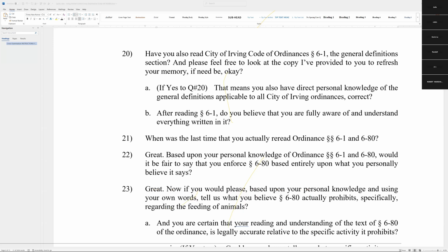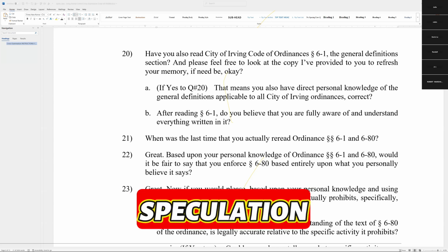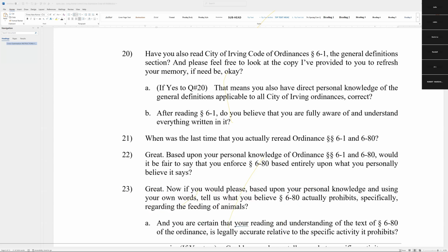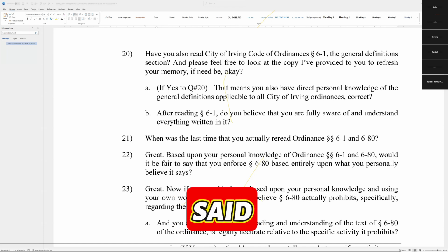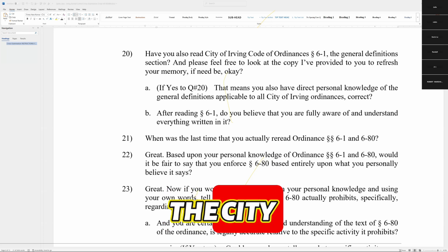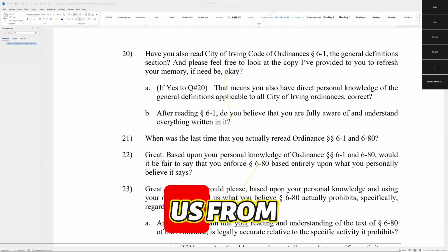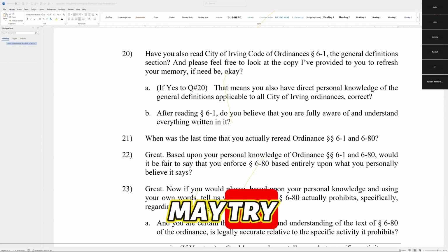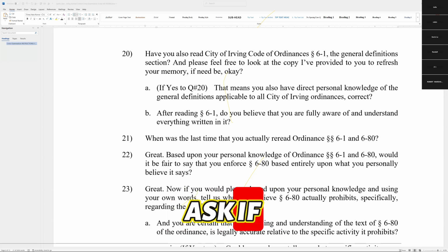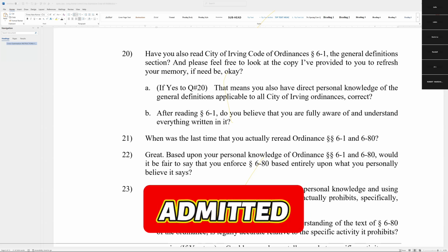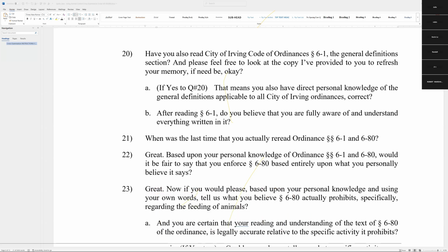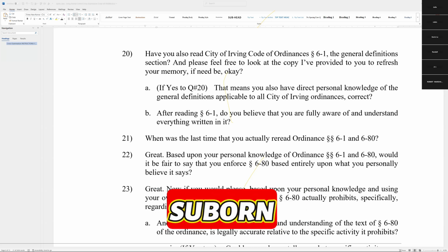Argumentative, speculation. Well, we know it's not speculation because they admitted to already knowing it. We know it's not argumentative because we didn't ask them anything that involves an argument. We asked what they know. They said they did know. So what does that leave the city attorney to object with to prevent us from getting our question in? They may try to object and say she's not required to know it. We've already established that we didn't ask if they were required to know it. We asked if they did, and they admitted they did. They testified they did. So the city attorney is attempting to suborn perjury by making them admit they lied.